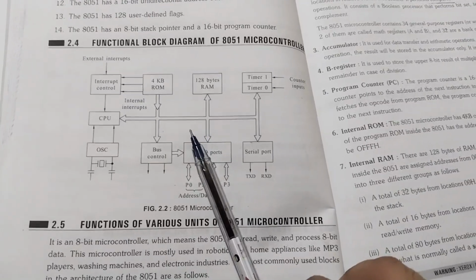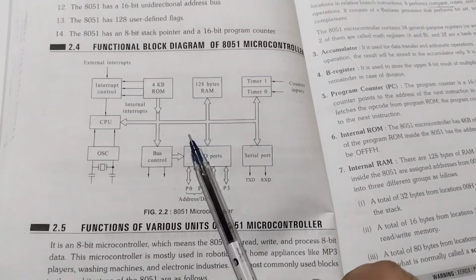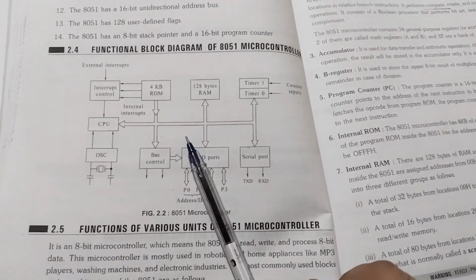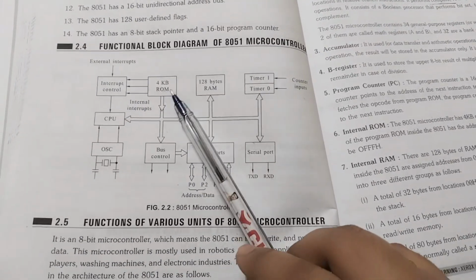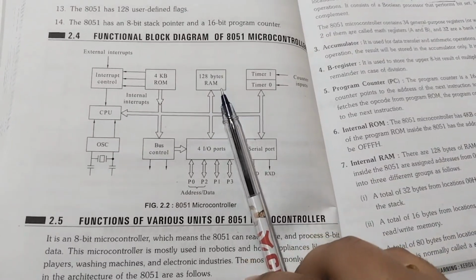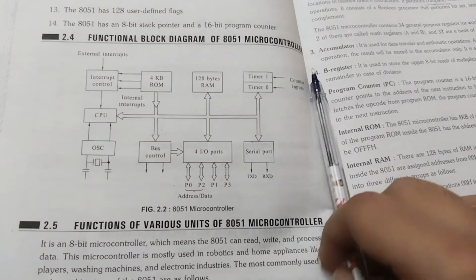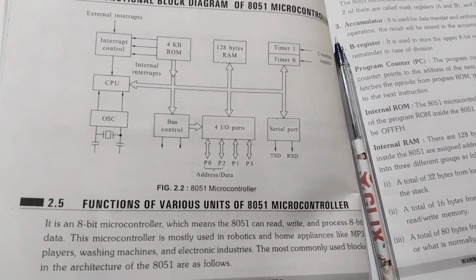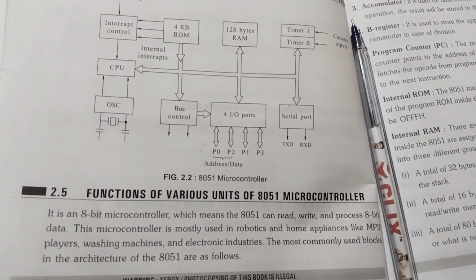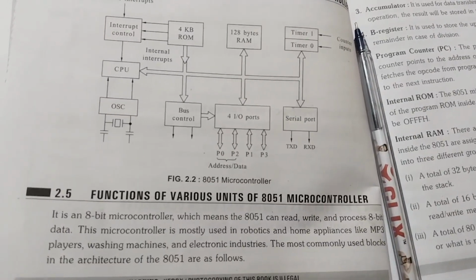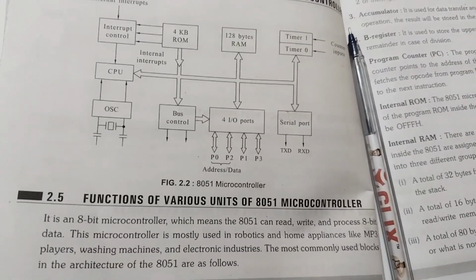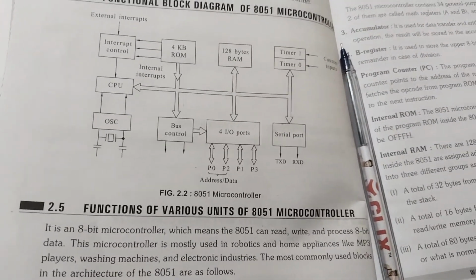This 8051 is available in a 40 pin IC package, and basically it is an 8-bit microcontroller. It has 4 input output ports. It has 4 kilobytes of ROM and 128 bytes of RAM, and 2 timers, timer 0 and timer 1, along with 2 counters. So let's start the functioning of each and every block in detail. Here 8051 is an 8-bit microcontroller, which is one of the important points. It is available in a 40 pin IC, and it requires a 5 volt power supply.